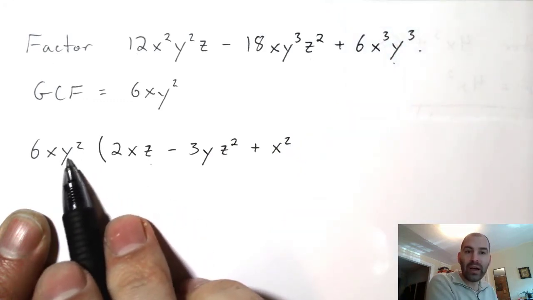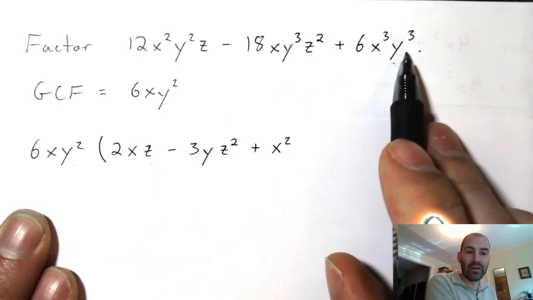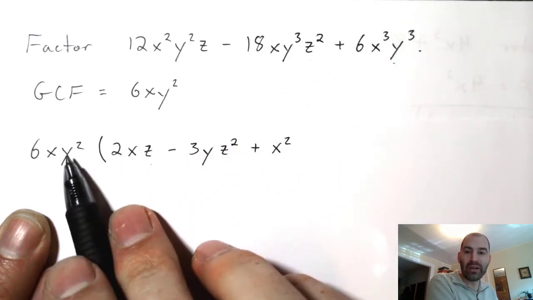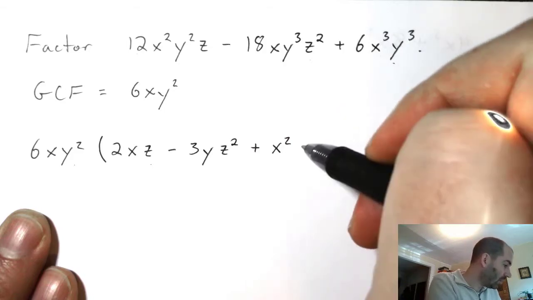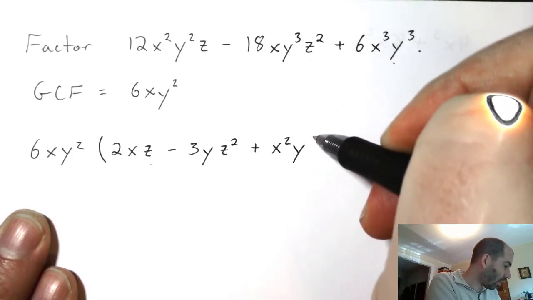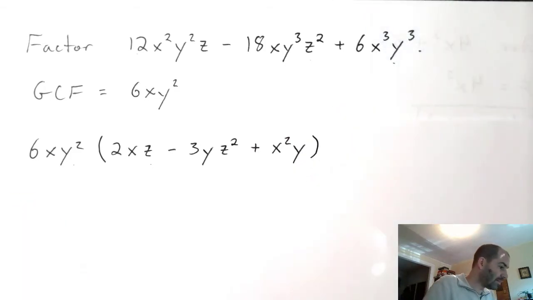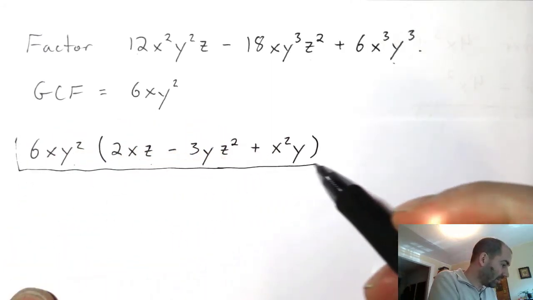What do I multiply the y squared by to get y cubed? Well, y squared times y is y cubed. So I need an x squared y. And this is the factored form. This is our final answer.